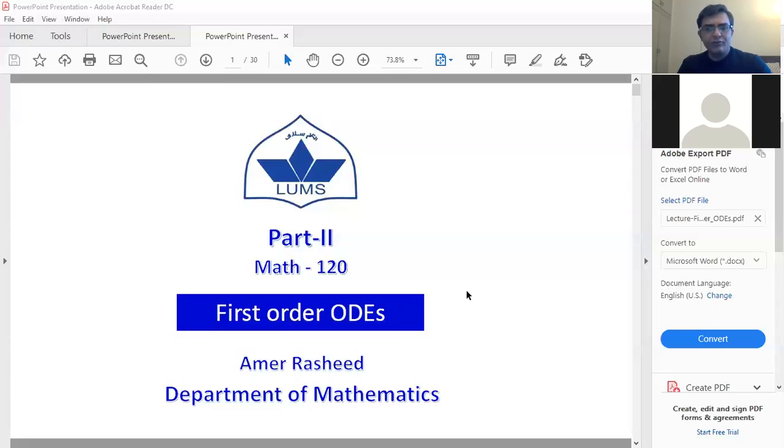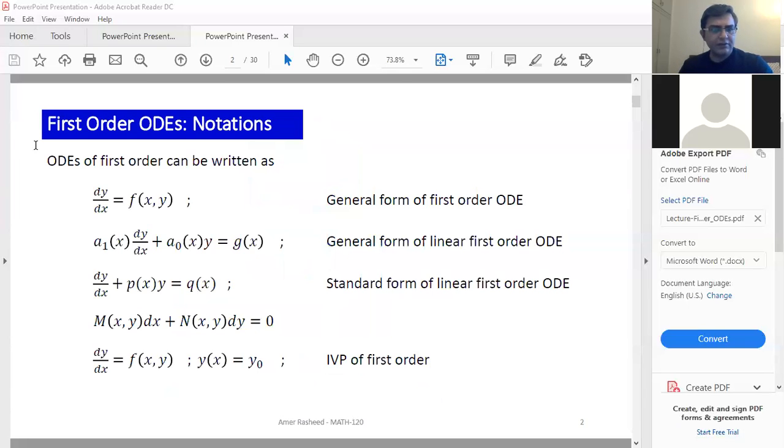The first order differential equations, I hope you know what a first order differential equation is. We have discussed first order differential equations in the previous lecture. There are different forms of first order differential equations. For example, we can write a first order differential equation in this way: dy by dx is equal to f of x, y, which is the general first order differential equation.